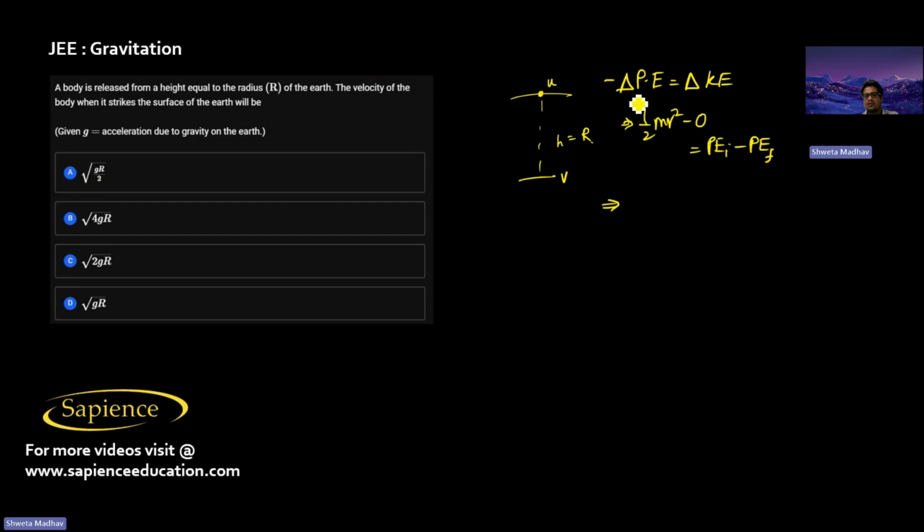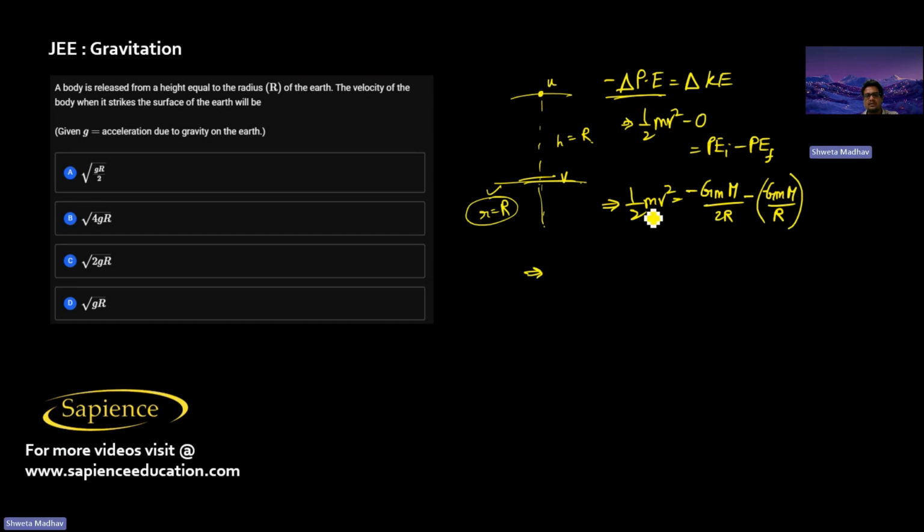So since loss means initial minus final, half m v square is equal to the initial potential energy, which is equal to minus G M by r plus h, that is 2r, minus the final value, that is minus G M by r. Since at the surface the r is equal to R, which is the distance from the center of the earth, that is equal to the radius of the earth when it is at the surface of the earth.